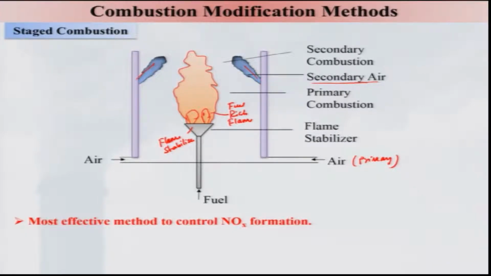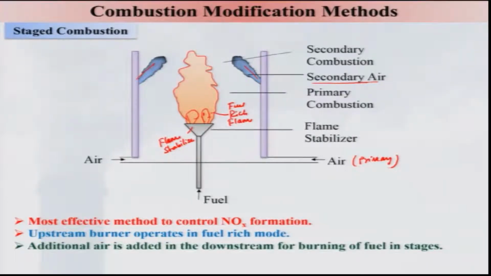So, this is the most effective method to control NOx emission level, because as I told earlier, the upstream burner operates in the fuel rich mode, and the downstream it operates in fuel lean conditions, and when the additional air is added downstream of the burning fuel, NOx emission can be reduced by 10 to 40%.